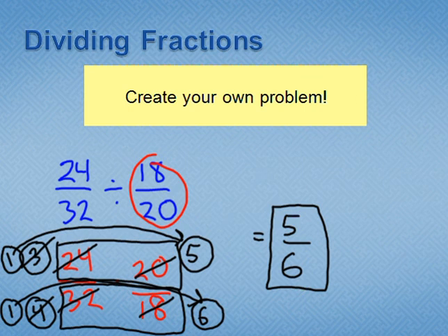So check this with a calculator. To do this, use parentheses in your calculator and do 24 divided by 32. Then divide that by, use parentheses, 18 over 20, and see if you get the same answer as 5 over 6, and you should. So go ahead and make up your own problems, 2 to 3, until you can get them correct in a row, and I'll see you back in the next tutorial.